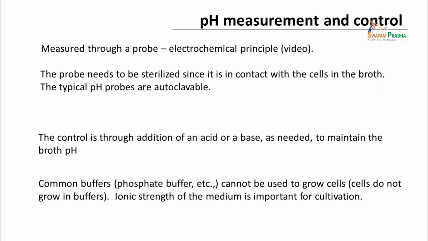In fact, we have done some work on that. We have tried growing cells in buffers. We didn't find literature, so we did not know whether it had been done. So we went ahead and grew cells in buffers, and to our surprise we found that they don't grow in buffers at all. Okay, so they don't grow because ionic strength of the medium is an important environmental variable for cultivation. And the ionic strength there is very different in buffers. Okay, that's probably the reason why they don't grow. So you cannot use common buffers in the medium to grow cells.